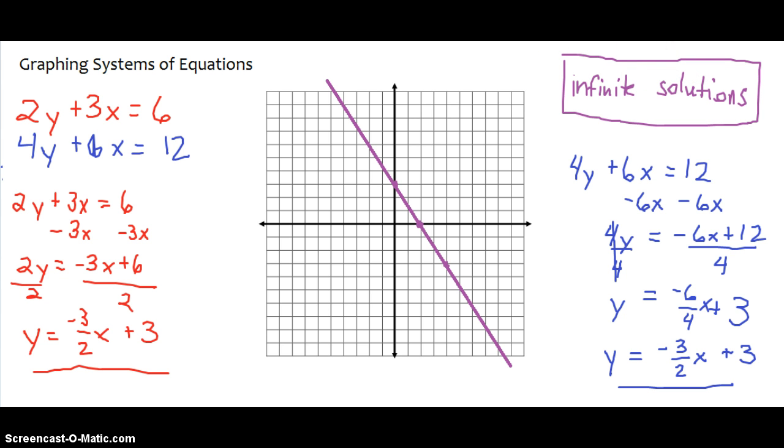One other case you could have is if you have two parallel lines. So let's say we had a green line that's completely parallel to this purple line. In that case, you would have no solutions. So if the lines never cross, you have no solutions. If they cross once, you have one solution. And if they cross everywhere, you have infinite solutions.